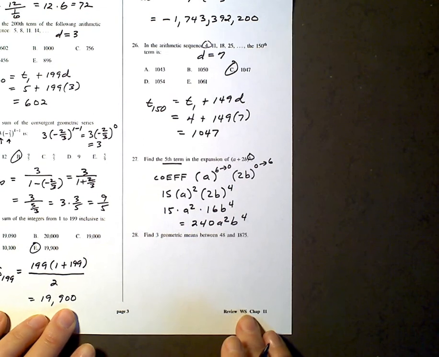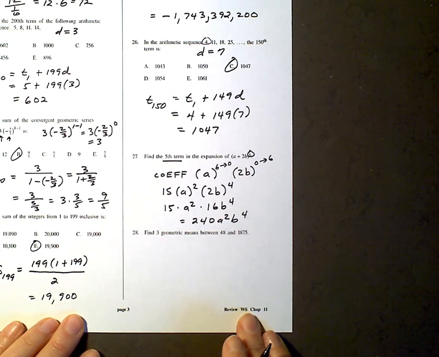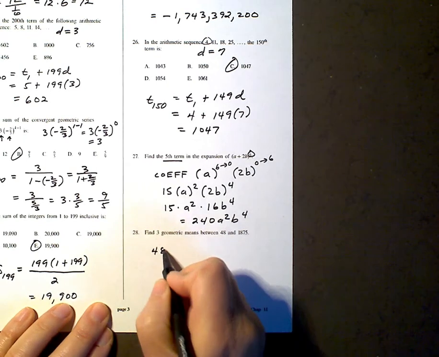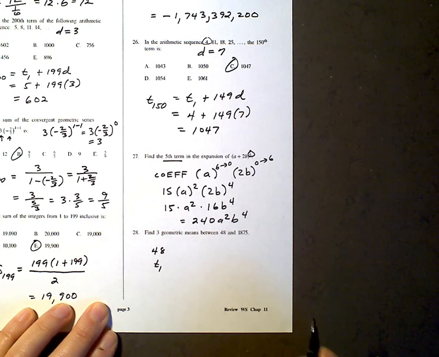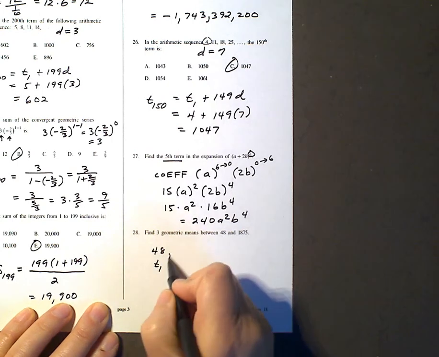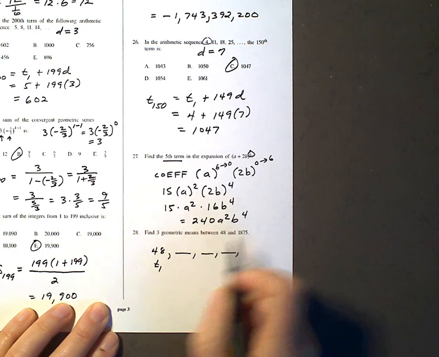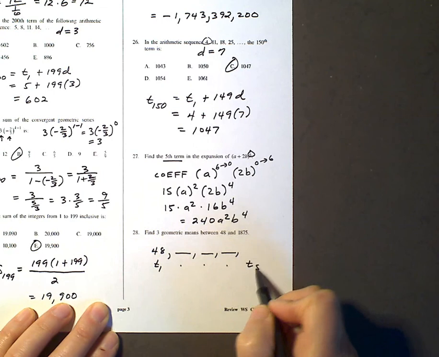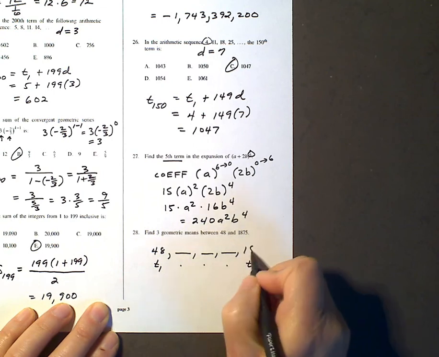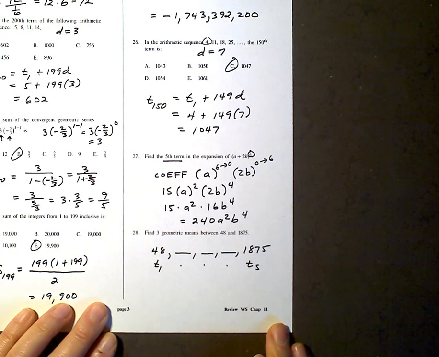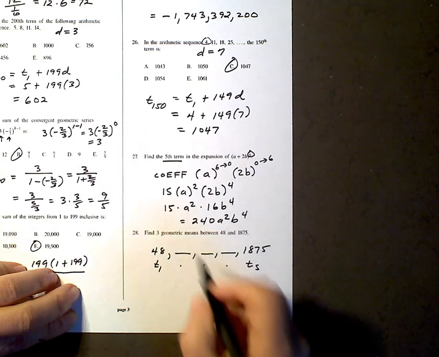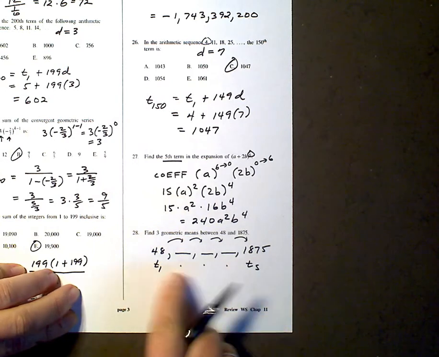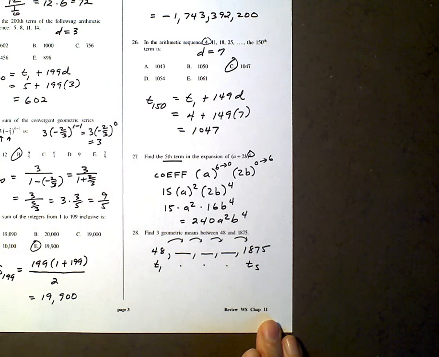And then the last one is number 28, find 3 geometric means between 48 and 1875. So let's think of 48 as the first term in a sequence. And then I'm going to put 3 geometric terms in between. So I get term 1, term 2, term 3, term 4, and then the fifth term in the list would be the 1875. So I need to figure out the common ratio, because then I will multiply that common ratio 5 minus 1, or 4 times, to get from 48 to 1875 and fill in the means.